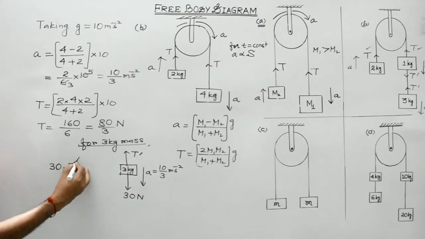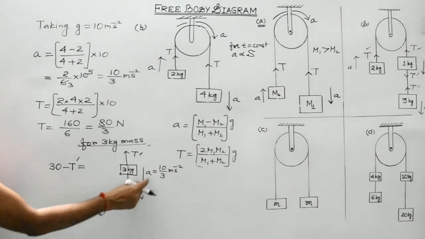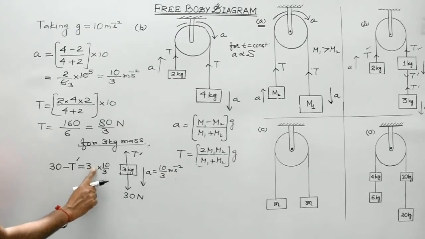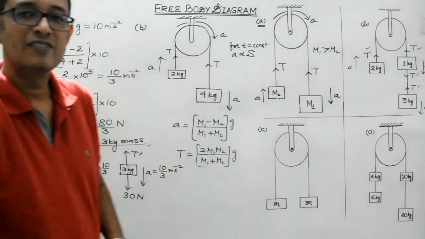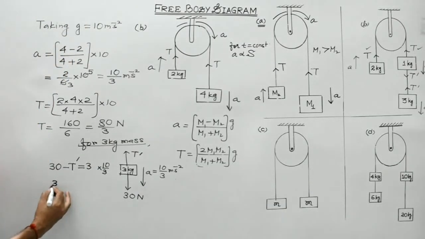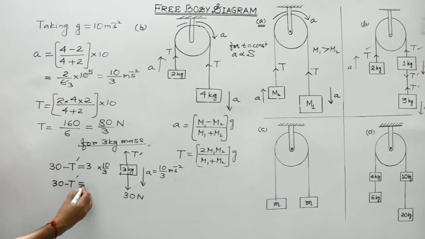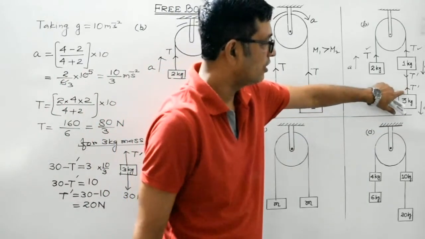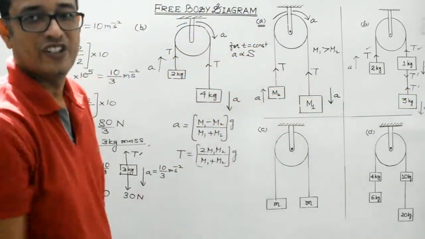30 minus T dash is equal to mass into acceleration. Mass is 3 actually. 3 into 10 by 3. It's clear, students? So what we get is 30 minus T dash is equal to 10, or T dash will be equal to 30 minus 10, which will be equal to 20 Newton. So the tension in this string is 20 Newton.